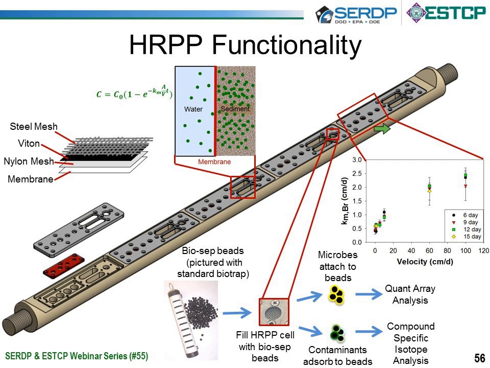There are 3 types of cells in each increment. There's a cell that's designed to basically be a microbiotrap. So bioset beads are put in the cell. The bioset beads can be used for quantum array analysis or any other molecular technology you want to use to look at the microbial populations. And then they can also be used to look at the isotopic composition of the chlorinated solvents.